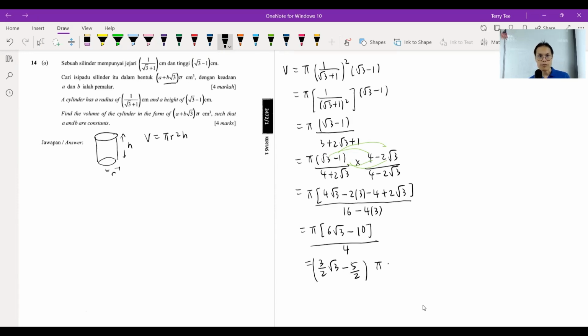Now, the reason why I write this is because the question asks us to give your answer in this form, dalam bentuk A plus B sec 3. Okay, maybe I should write the sec 3 at the back. Sorry. I put negative 5 over 2 plus 3 over 2 sec 3 pi. Yeah, arrange according to this form. Okay, now that is question A.